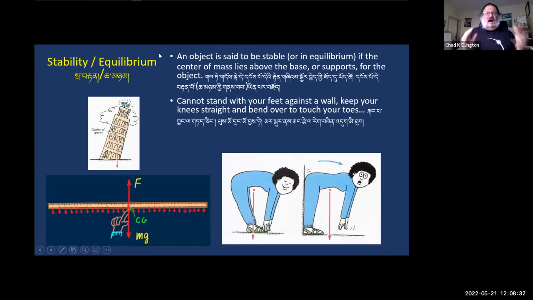So an object will remain in equilibrium or be stable and be able to stand up if the center of mass of the object lies above one of the supports of the object itself.